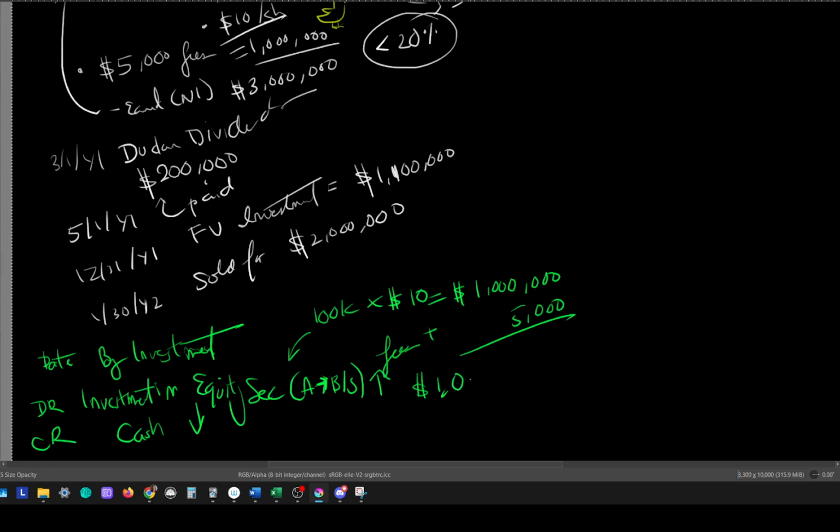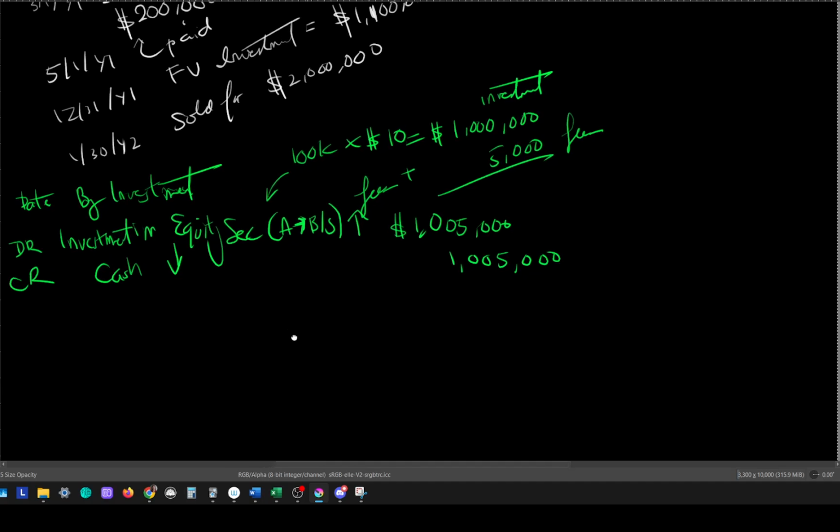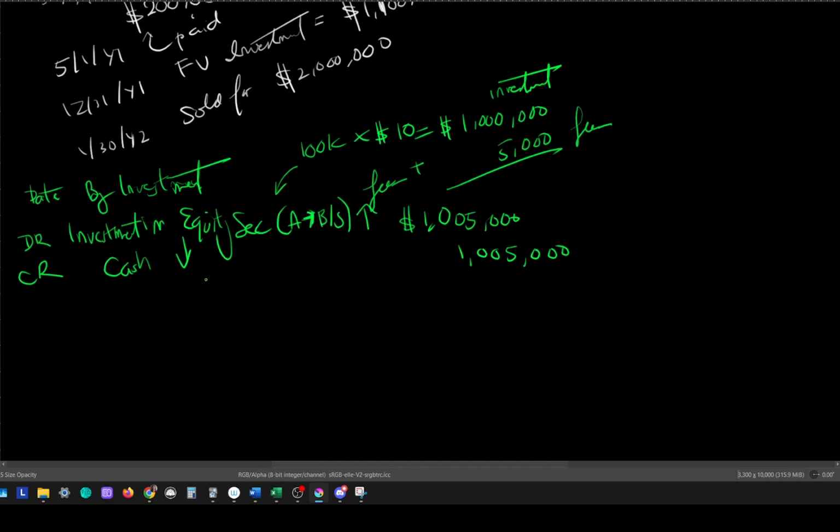1 million, and I'm really struggling to write the commas for some reason today. 1 million and $5,000 paid for these brokerage fees and for the actual investment itself of $1 million. Got it? Debit investment, equity securities, credit cash.